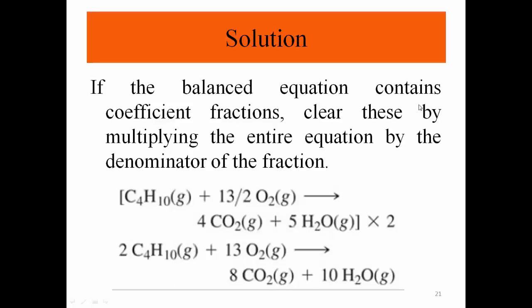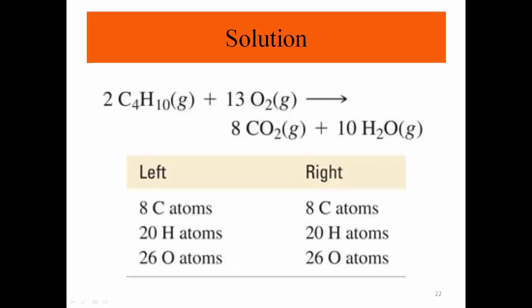So if the balanced equation contains coefficient fractions, clear these by multiplying the entire equation by the denominator of the fraction. So finally we get 2C4H10 plus 13O2 gives us 8CO2 plus 10H2O. And this will be the final balanced equation.